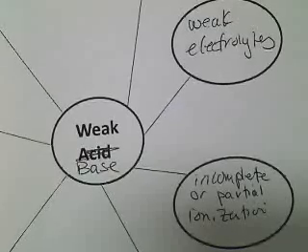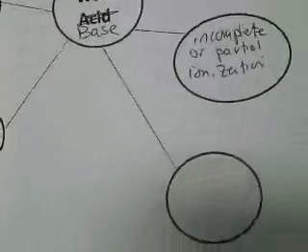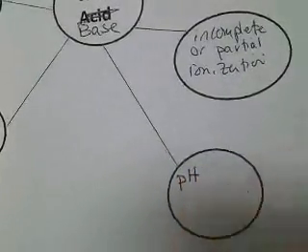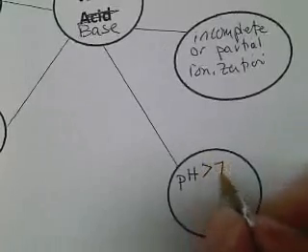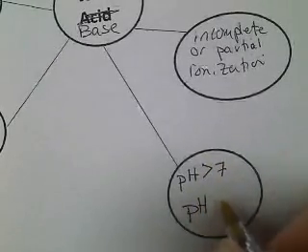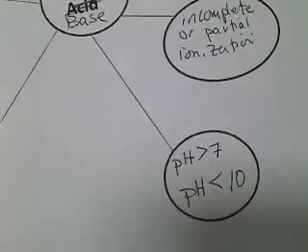And what else? Last but not least, what do I want to put here? The pH here. All right, so this is going to be greater than 7, but it's going to be less than 10. Okay, so you got kind of that 7 to 10 pH range is what you're going to see for your weak bases.